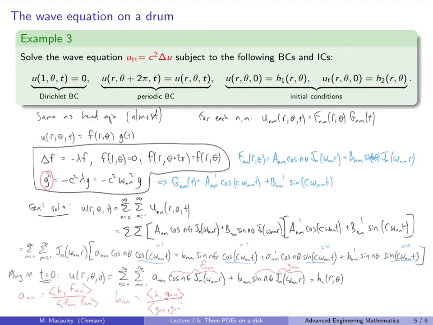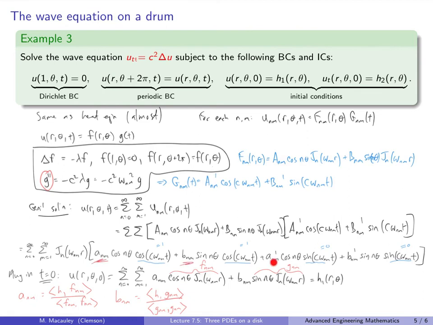We're so used to using these inner products now that it almost seems like magic, but remember, at the beginning of the class we learned about linear algebra and projections and orthogonal bases. We derived these formulas. We did it for vectors, and then we moved on to Fourier series, and here we are now. Okay, so we know how to get these anm and these bnm.